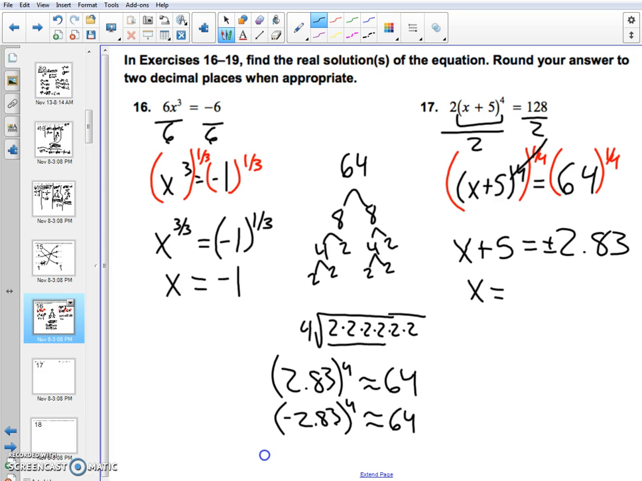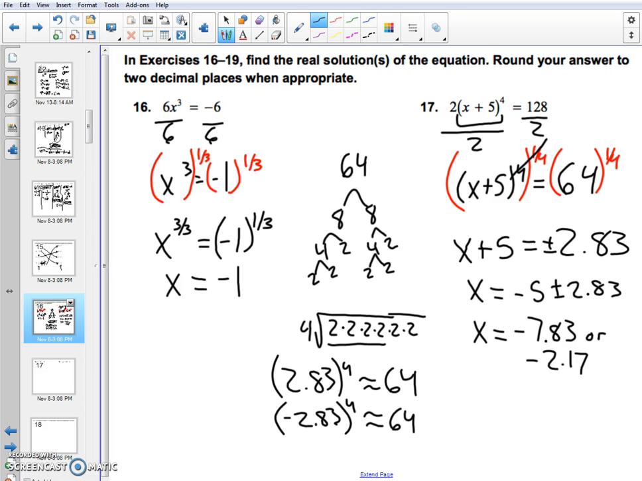So my last step would then be to subtract the 5 over. And we can come up with approximate answers then by adding or subtracting the 2.83. So when I do negative 5 minus 2.83, I end up with negative 7.83. Or when you do negative 5 plus 2.83, you end up with negative 2.17.